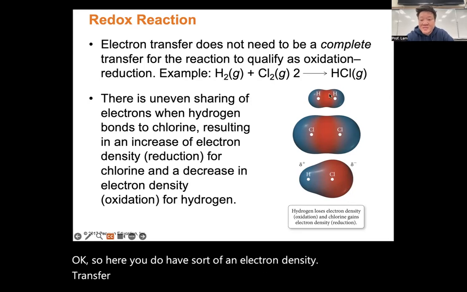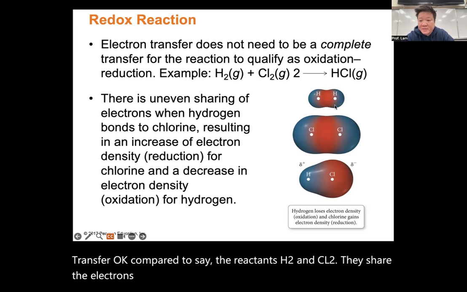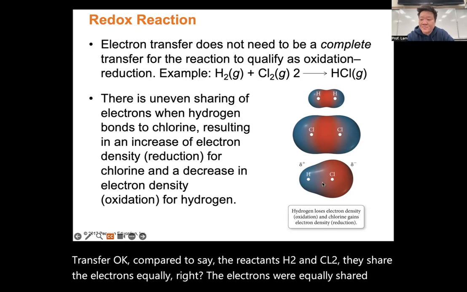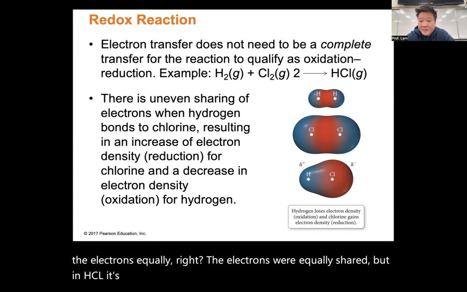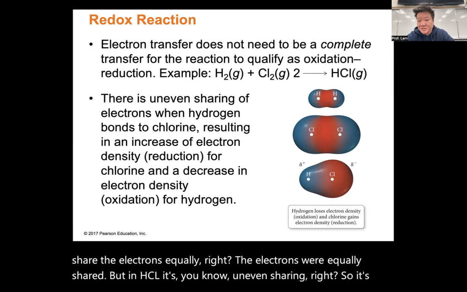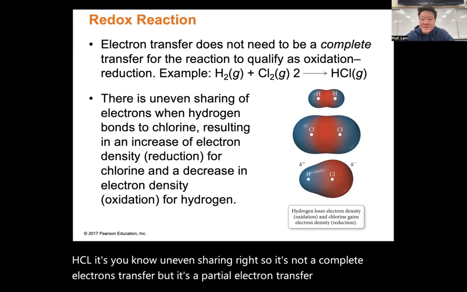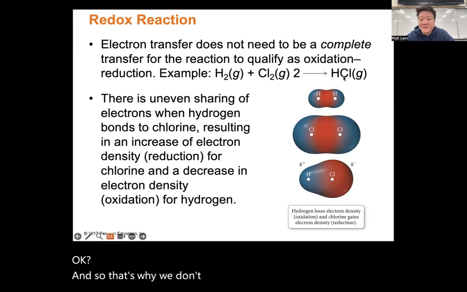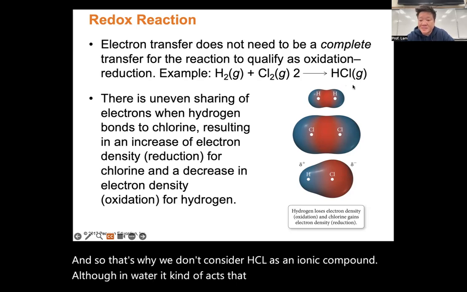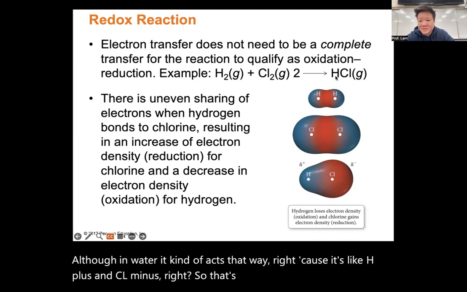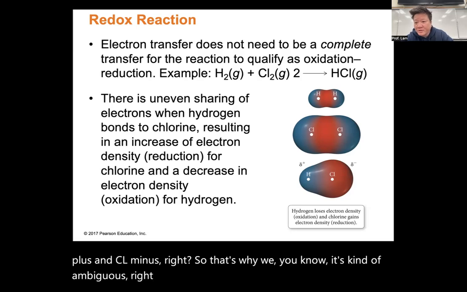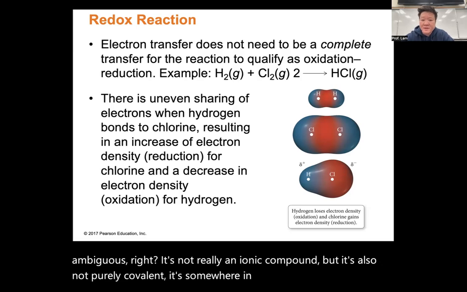Okay. So here you do have sort of an electron density transfer. Compared to, say, the reactants, H2 and Cl2, they share the electrons equally, right? The electrons were equally shared. But in HCl, it's uneven sharing, right? So it's not a complete electron transfer, but it's a partial electron transfer, okay? And so that's why we don't consider HCl as an ionic compound. Although in water, it kind of acts that way, right? Because it's like H plus and Cl minus, right? So that's why it's kind of ambiguous, right? It's not really an ionic compound, but it's also not purely covalent. It's somewhere in between. Right?